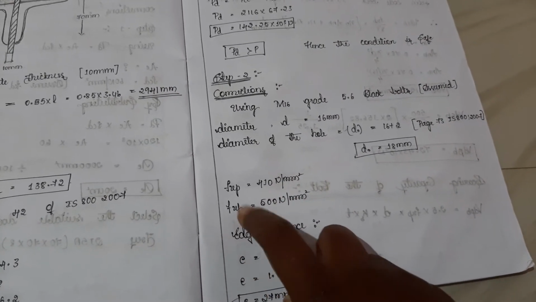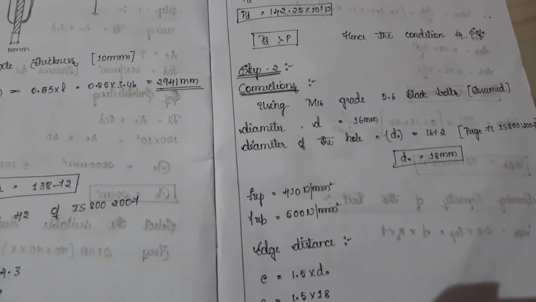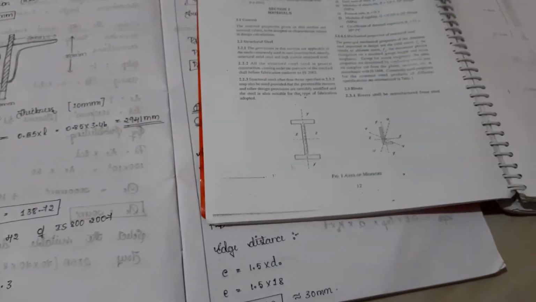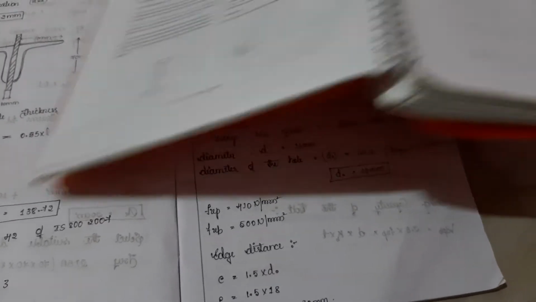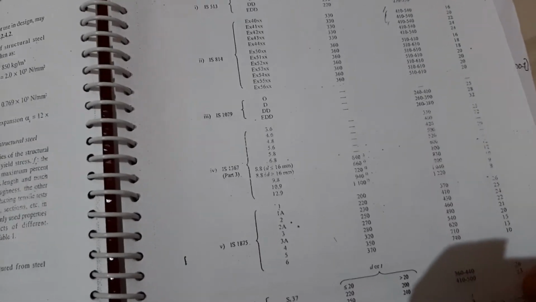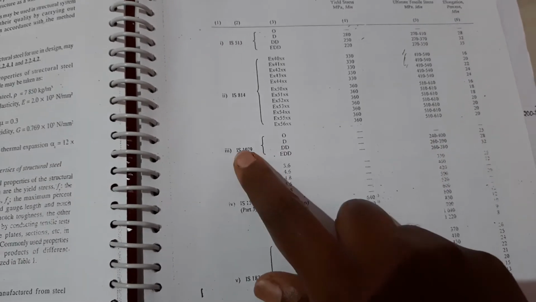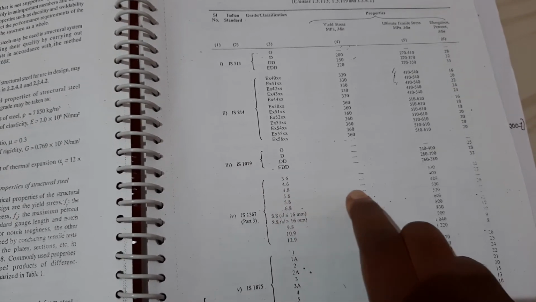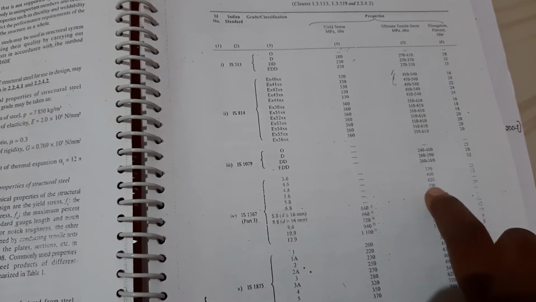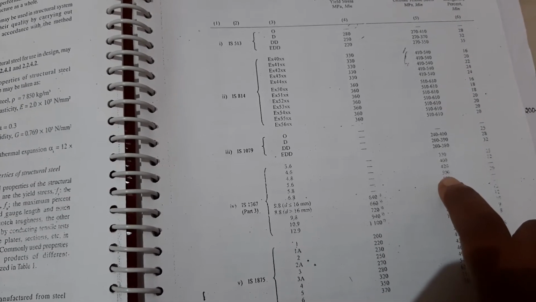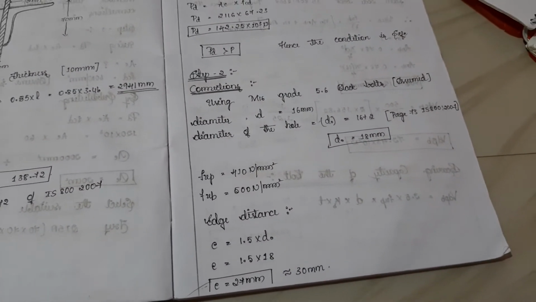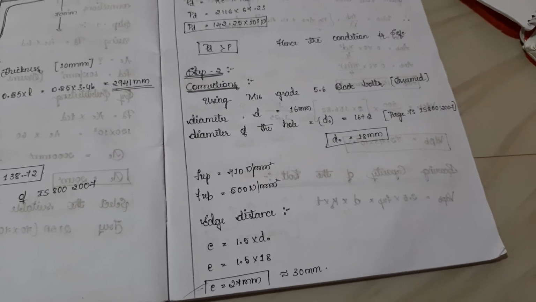But f_ub, 500 Newton per mm square, depends on your property class. You took property class 5.6. Look at IS 1079, and the property class 5.6. For 5.6, the ultimate stress is 500 Newton per mm square. So we have taken f_ub equals 500 Newton per mm square.